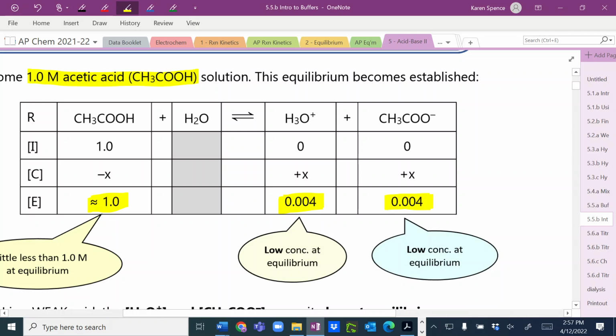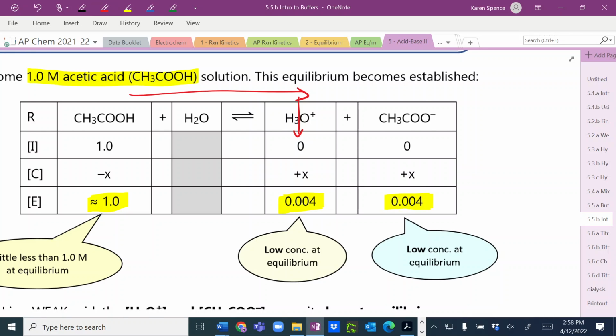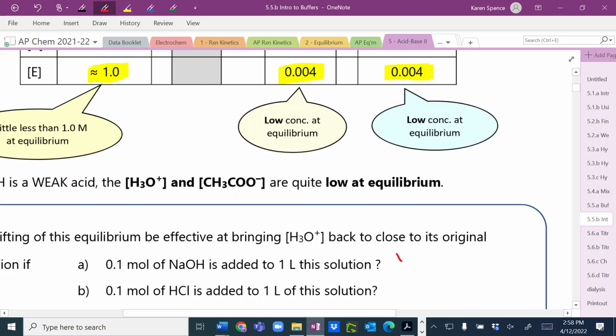Yeah, so if this goes down, but then it shifts to the right, it comes back up. Does it get to its original concentration? No, but it does get close. Yes? So the answer then is yes. It shifts right. Okay.